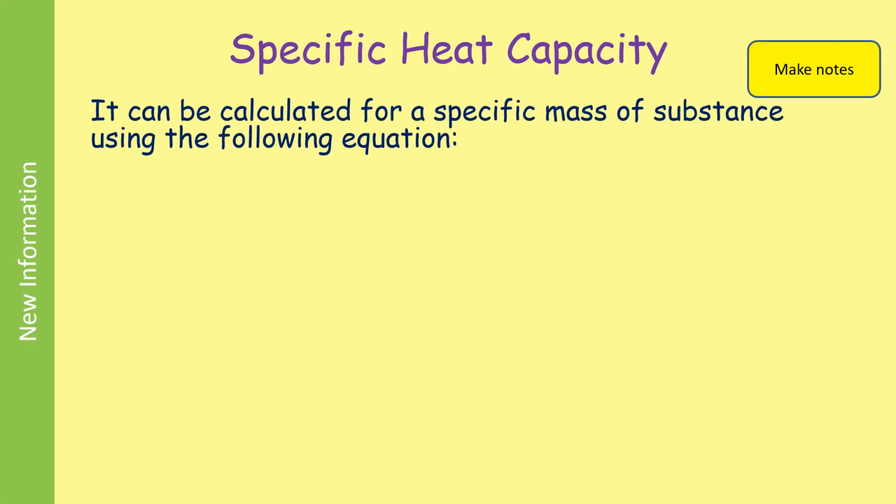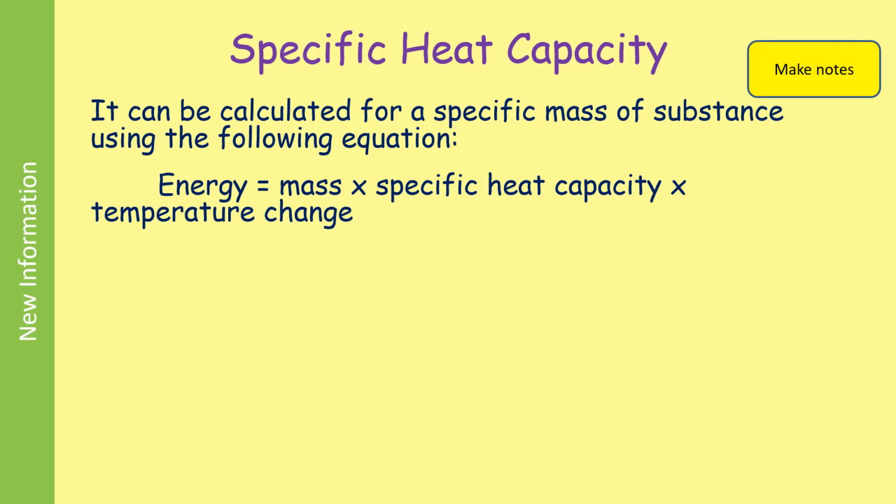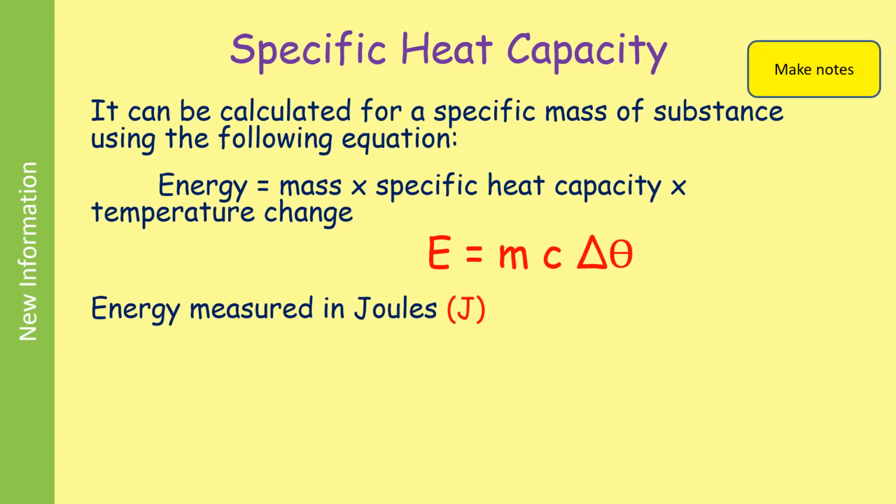Now we can work out the specific heat capacity of a material by using an equation. And that equation reads like this. E equals mc delta theta. And when you write it down, it looks like this. So let's have a look at each term individually. First of all, E is the amount of energy that we put in, or the amount of energy that is released from the system, and energy is always measured in joules. The second term, m, stands for mass, and mass is always measured in kilograms.